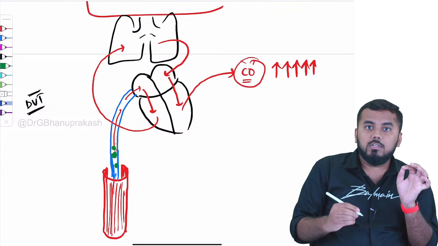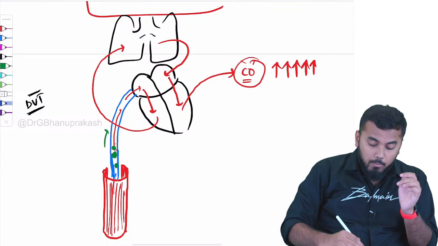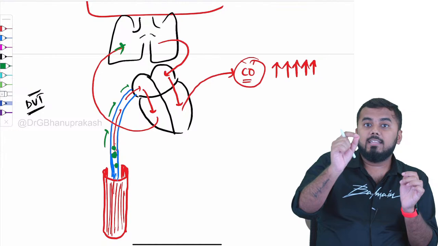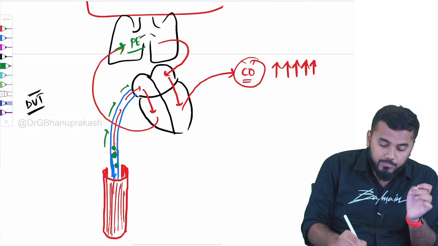Now this thrombus will undergo embolism. That is why it's called thromboembolism. It will go to the heart. From the heart, it will go to the lungs. Once that thrombus enters into the lungs, there won't be any oxygen perfusion. That is the reason why you call it pulmonary embolism. If you don't take care of this patient immediately, he might die.